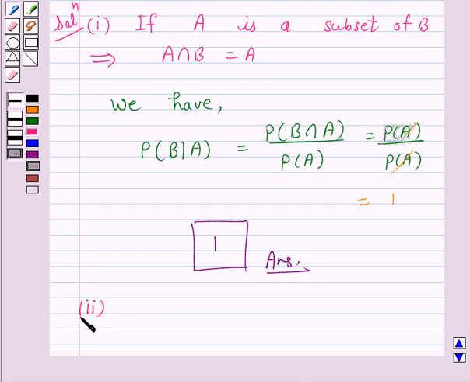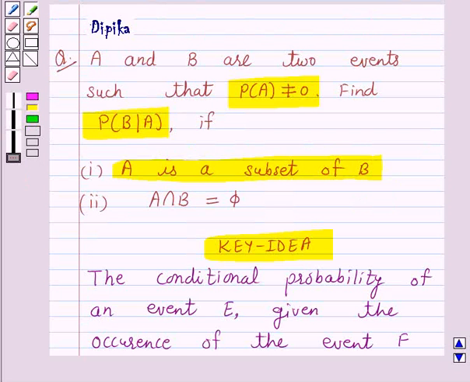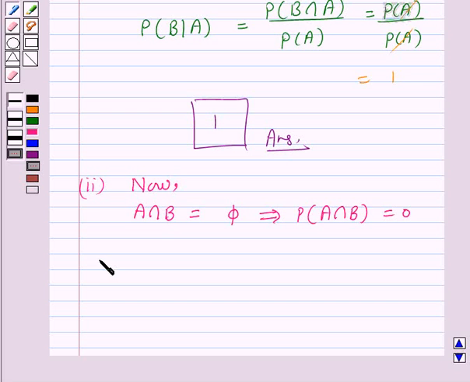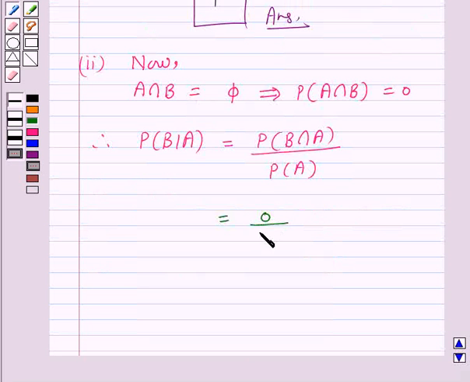Now in part 2, we have to find probability of B upon A if A intersection B is equal to φ. Now A intersection B is equal to φ implies probability of A intersection B is equal to 0. Therefore, probability of B upon A, which is given by probability of B intersection A over probability of A, is equal to 0 upon probability of A, which is again equal to 0. Hence, the answer for this part is 0.